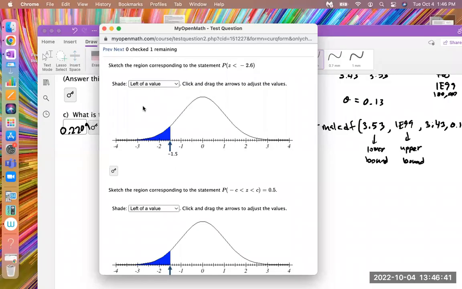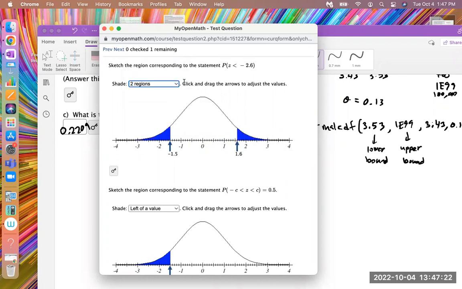All right. So for this one, it says sketch the region corresponding to the statement z less than negative 2.6. Okay. So what's neat is you can click and drag the arrows, and you can also change it. You can change, do you want the right to the right of the value shaded to be shaded? Like, watch, I could change it and it goes to the right of the value, or I could say between two values, and then it would introduce a new value if we wanted to do it that way.